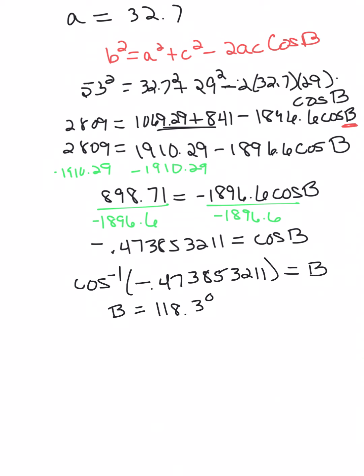So now we know all three sides. We know two of our three angles. What's left to do is find angle C. So for angle C, you can just use that the sum of the angles of the triangle is 180. Take 180 minus angle A, which was 33, minus angle B, which is 118.3, and you get angle C is 28.7 degrees.